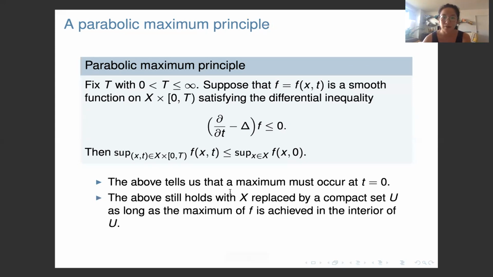The same statement still holds if you replace x by a compact set U, as long as the maximum of f is achieved in the interior of U and not on the boundary. We'll see in one of the instances later that in the case of contracting exceptional divisors, we will have uniform estimates away from the exceptional divisors. Then we can use this maximum principle, excluding the case where the max occurs on the boundary and assuming that it occurs in the interior. And so you can apply this maximum principle and bound it by its value at t equals 0.